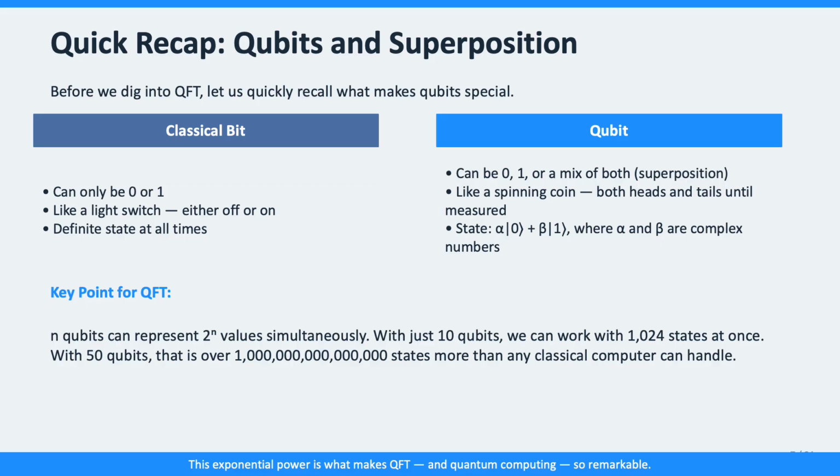So the key point for the QFT is that n qubits can represent 2 raised to the power n values simultaneously. While 10 qubits can work with 1024 states at once, 50, as I just mentioned, far exceed that. So the exponential power is what makes the QFT, and quantum computing, so remarkable.